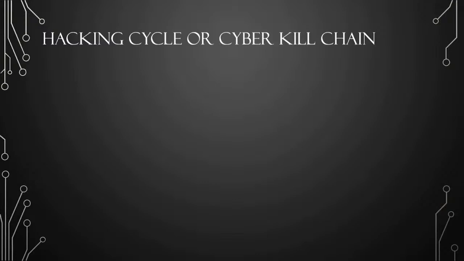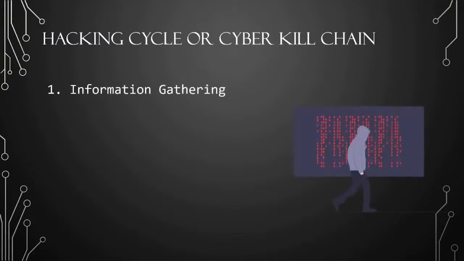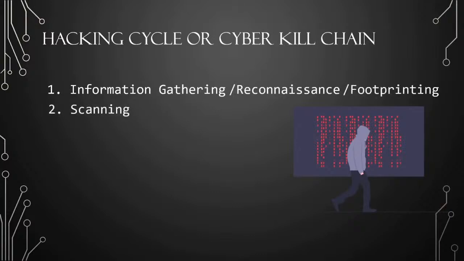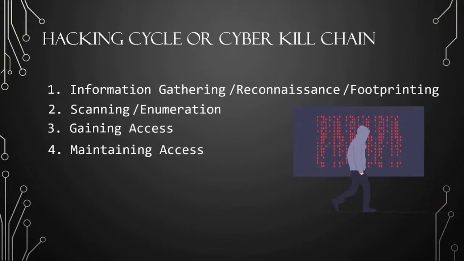Okay, so the first step that you perform in the hacking cycle or cyber kill chain is known as information gathering. Now, certain organizations term this step by different names. They can also call it reconnaissance or footprinting. The second step is known as scanning. It can also be referred to as enumeration. The third step is gaining access. The fourth step is maintaining access. And the last step is known as reporting or clearing traces.